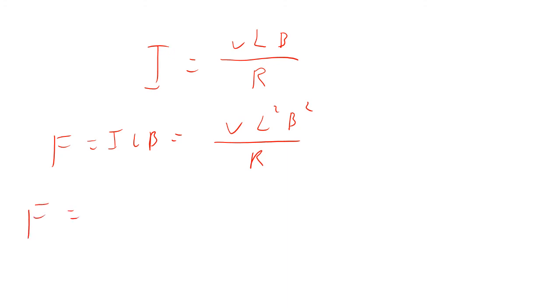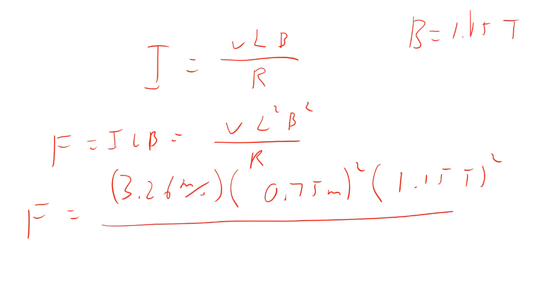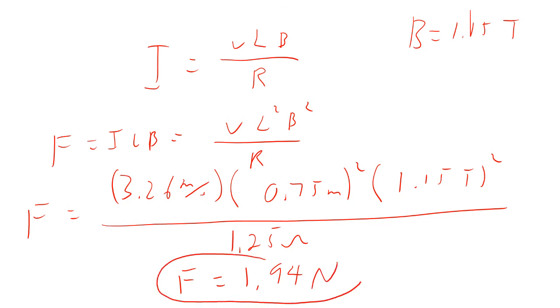So the force is going to be equal to 3.26 meters per second times L, 0.75 meters squared, times the magnetic field, 1.15 Tesla squared. I think I forgot to tell you the magnetic field, but we're assuming the magnetic field is 1.15 Tesla. And then all that divided by the resistance, 1.25 ohms. And so the force is going to be 1.94 newtons.